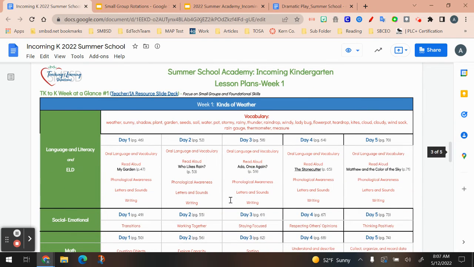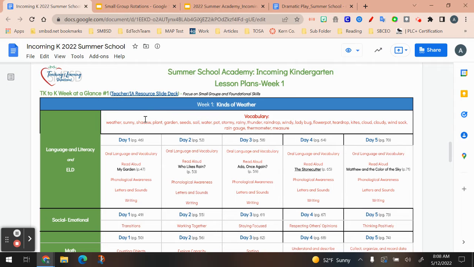If we go to the third page, we can take a closer look at the weekly plan and day-by-day suggestions. You'll notice up at the top there is a link to a resource and slide deck for the teacher and the IA. This slide deck is not meant to replace your teacher's edition, but it is meant to enhance it. It includes many videos, printouts, and visuals you may need to teach your lesson.